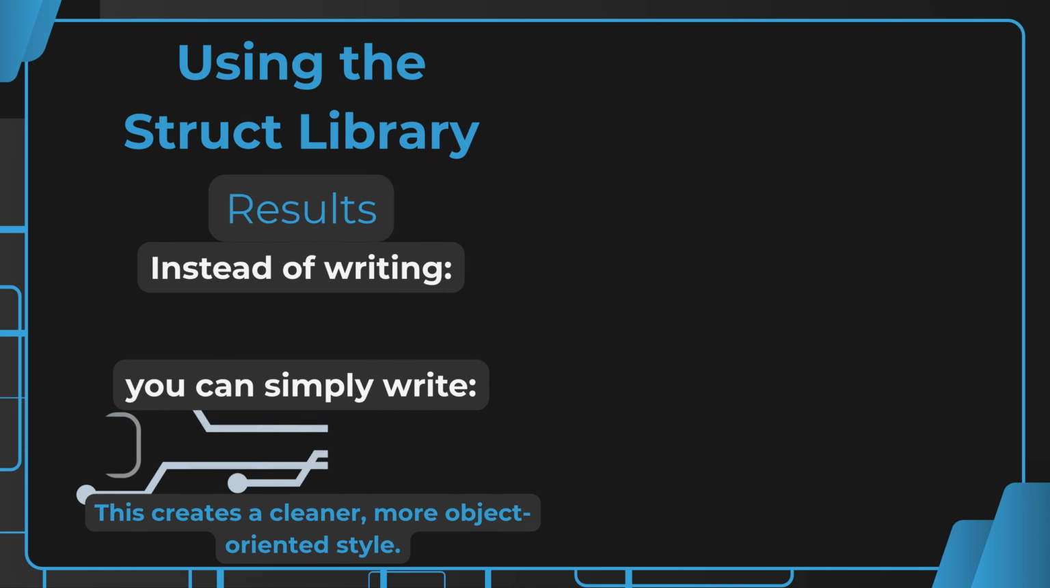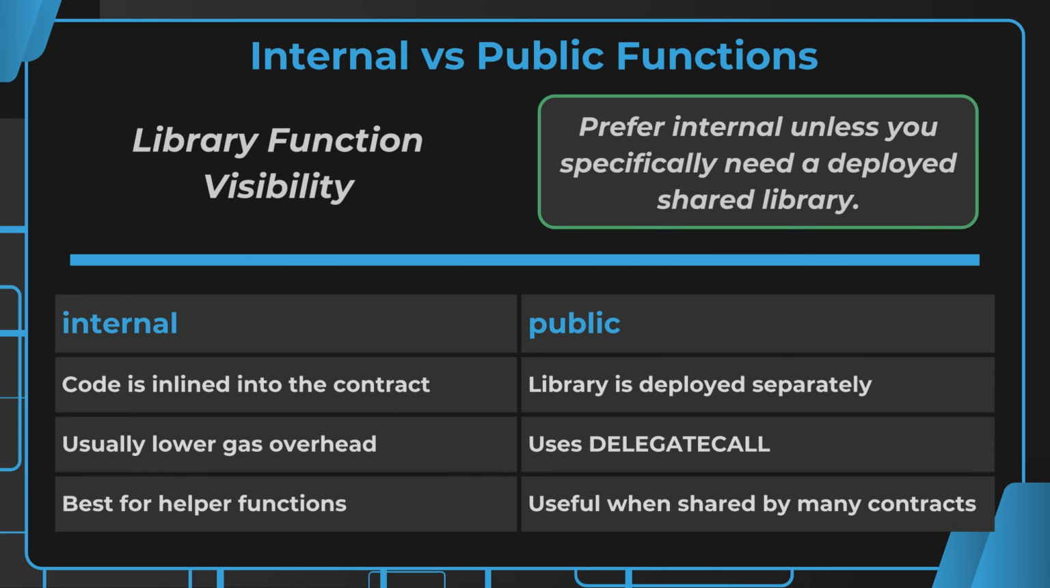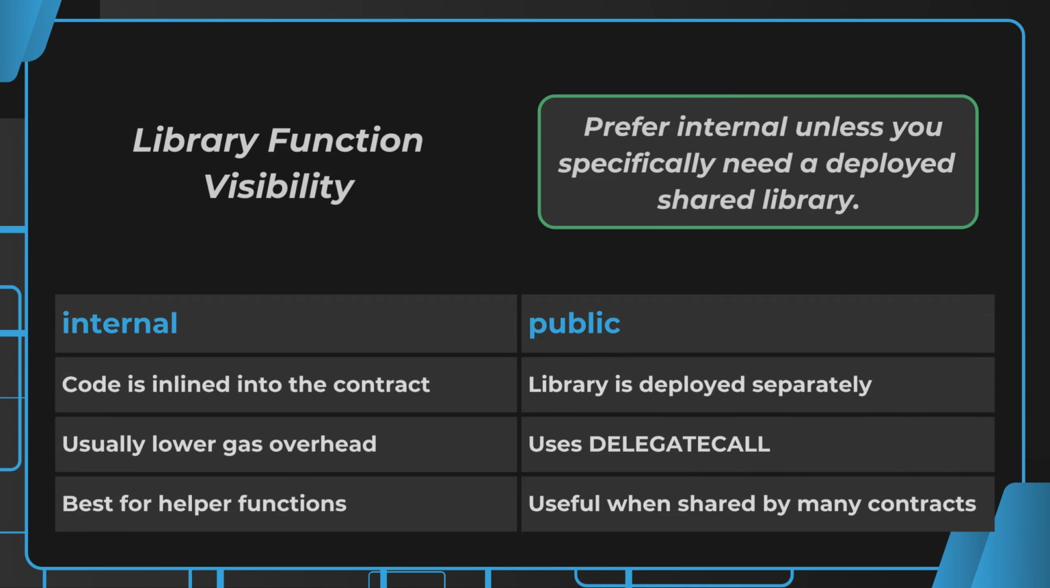Library functions can be either internal or public. When a function is internal, the compiler can inline its code directly into your contract. When a function is public, Solidity deploys the library separately and calls it using delegatecall, introducing a small amount of extra overhead. For small helper functions that are used frequently, internal is usually the preferred choice.